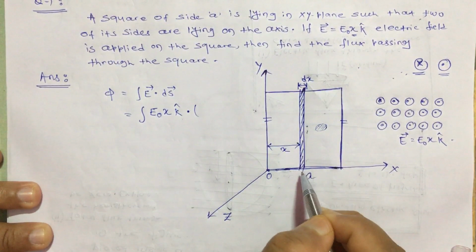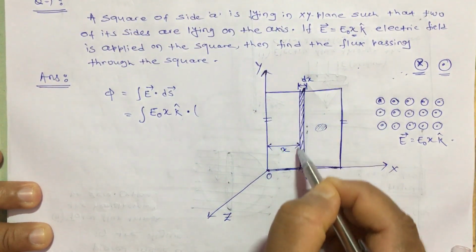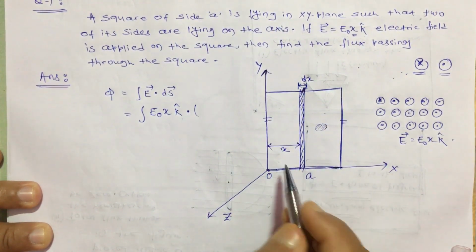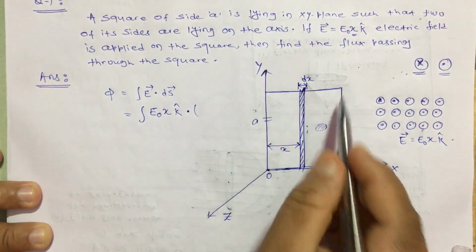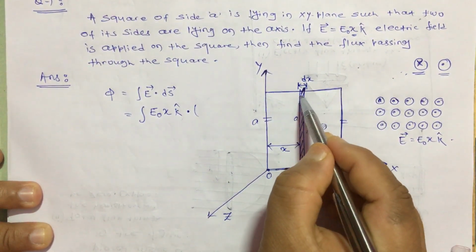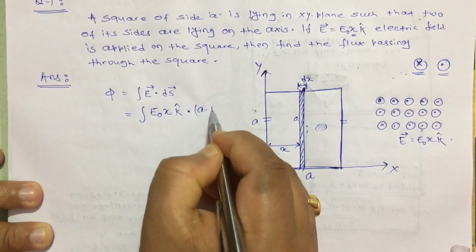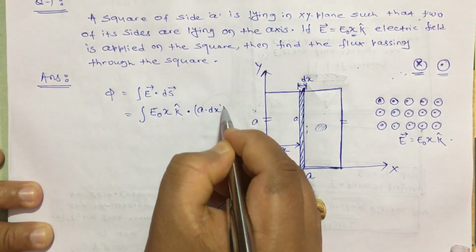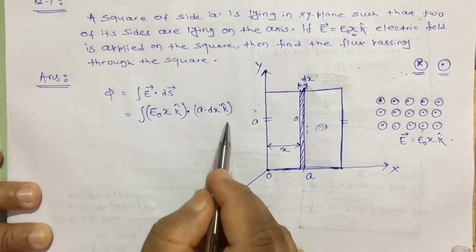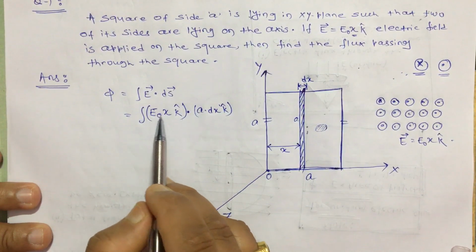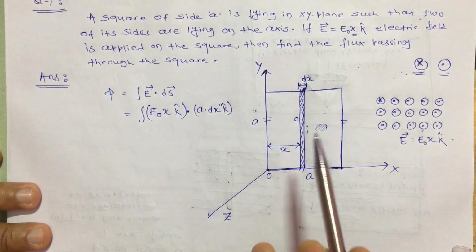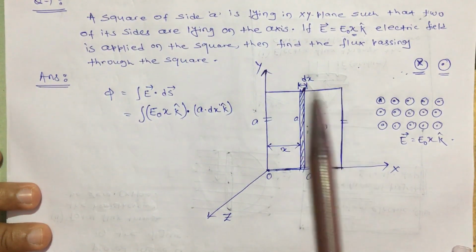What is the value of area? Area is equal to this height into this length. This height is going to be a, because as we know this is a square, every side is a, and this width is nothing but dx, so it is nothing but a dx k cap. Why k cap? Because the direction is outward. You can either write like this or you can write E naught into x into a into dx into cos 0 degree, because the electric field is also perpendicularly outward here.